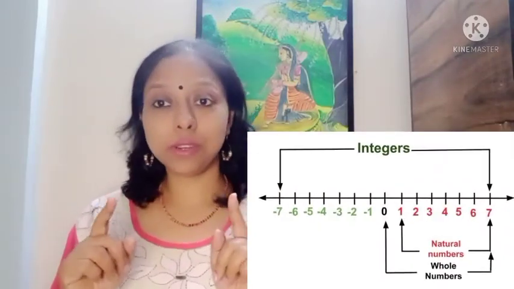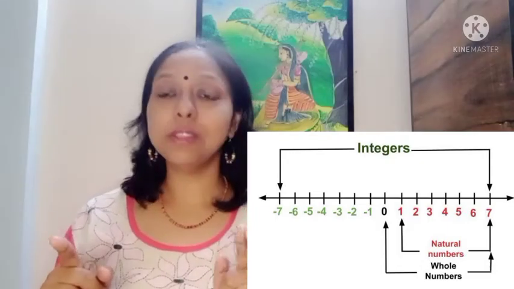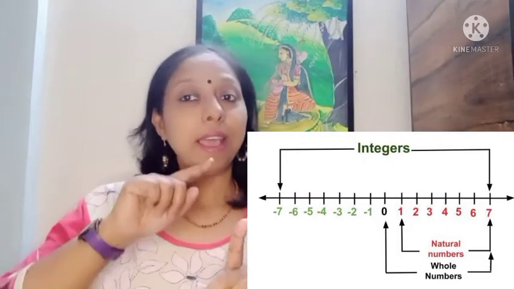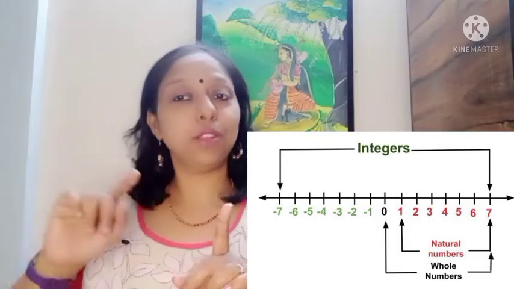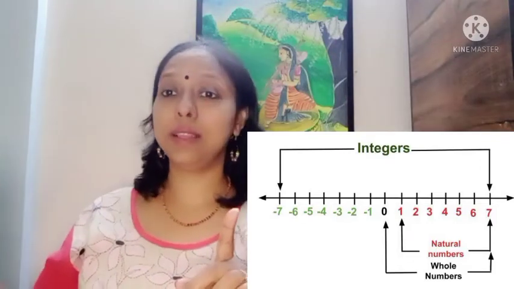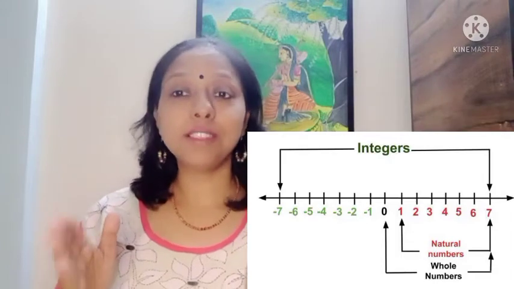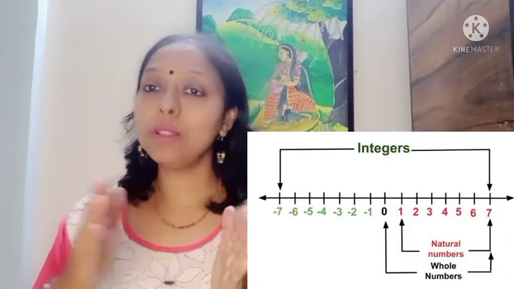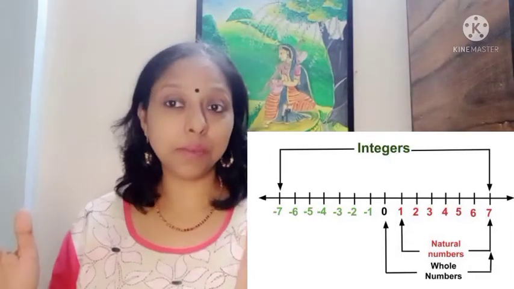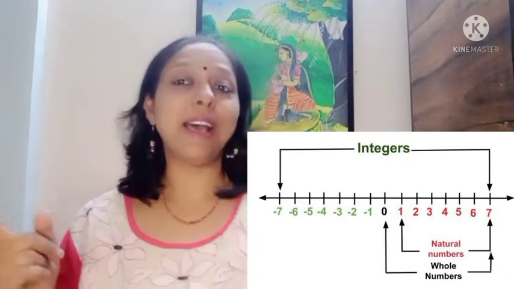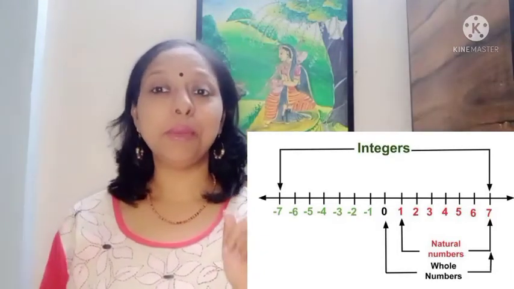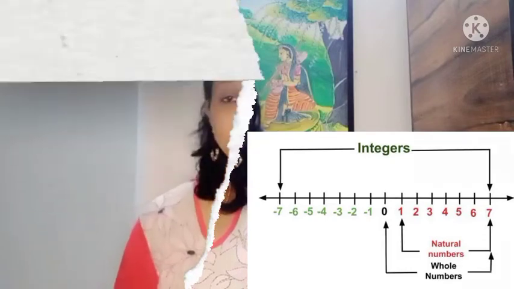Now what is a natural number? Natural numbers start from 1 and go on like that: 1, 2, 3, 4, and so on. And what is a whole number? Whole numbers start from 0 and include all the positive numbers. So that means natural numbers and whole numbers belong to integers.